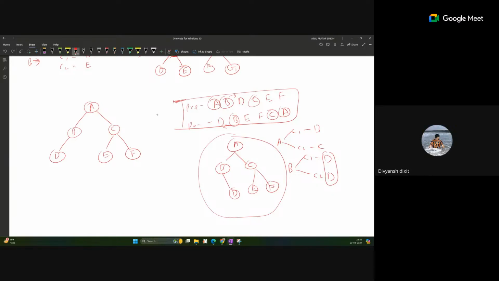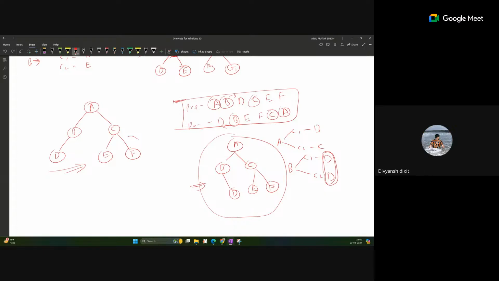So you will get the same pre-order and post-order for both graphs, but the original one was this, and you are getting this. Exactly. So this is the condition. If you are getting both children the same, you can put it on either side, left or right. It will not affect your pre-order and post-order. But it will affect the tree.